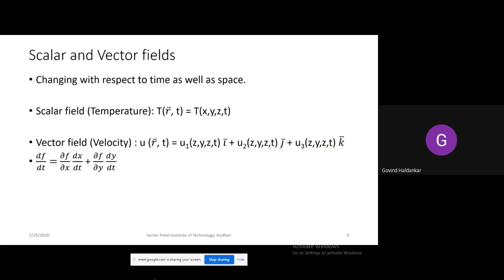Now how to write the function? df by dt. The function will be changing with respect to time, and we know that it also depends upon the position. Hence we write the partial derivative of that function with respect to x, and then we have to find the derivative of x with respect to time. Again the partial derivative of the function with respect to y, the function which is changing with respect to y, and then again the time derivative. So here both are important, position as well as time.